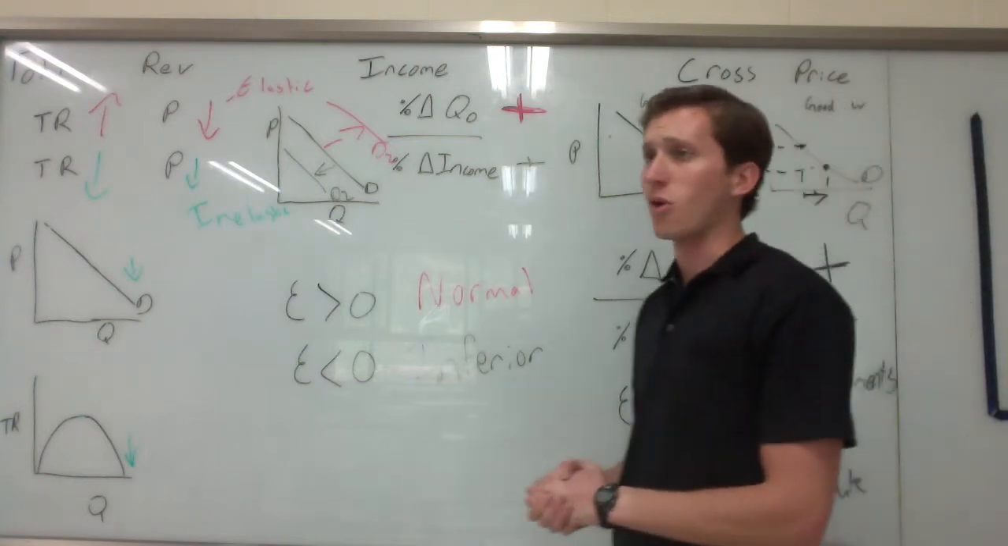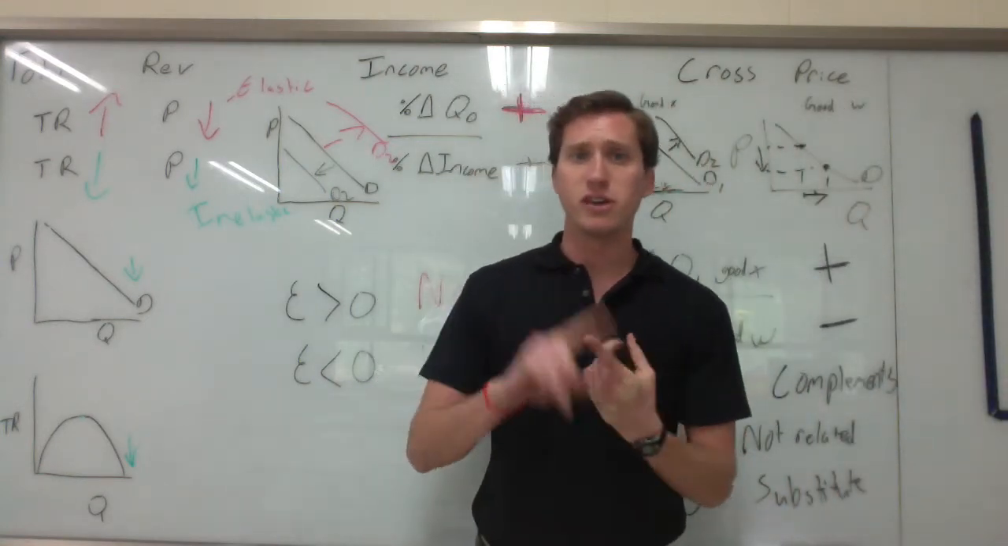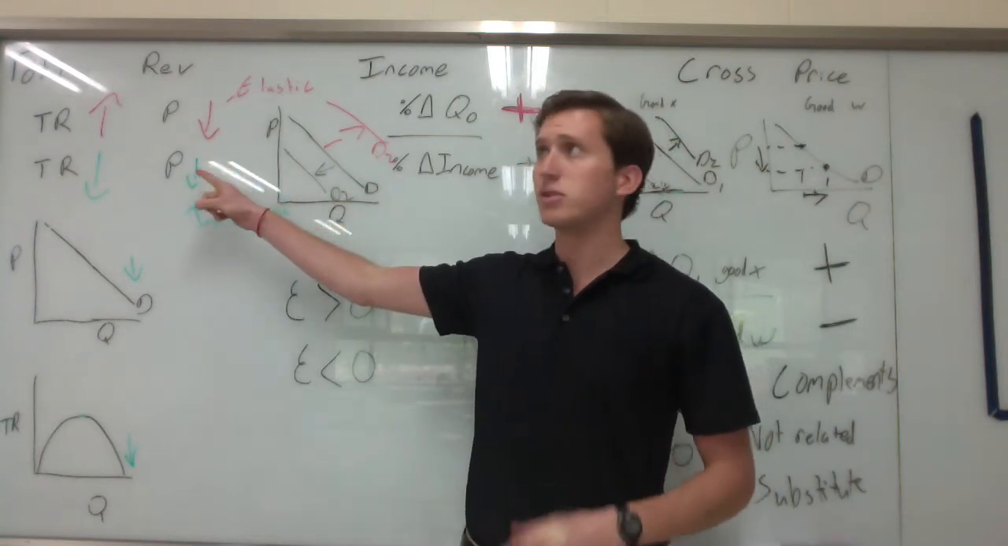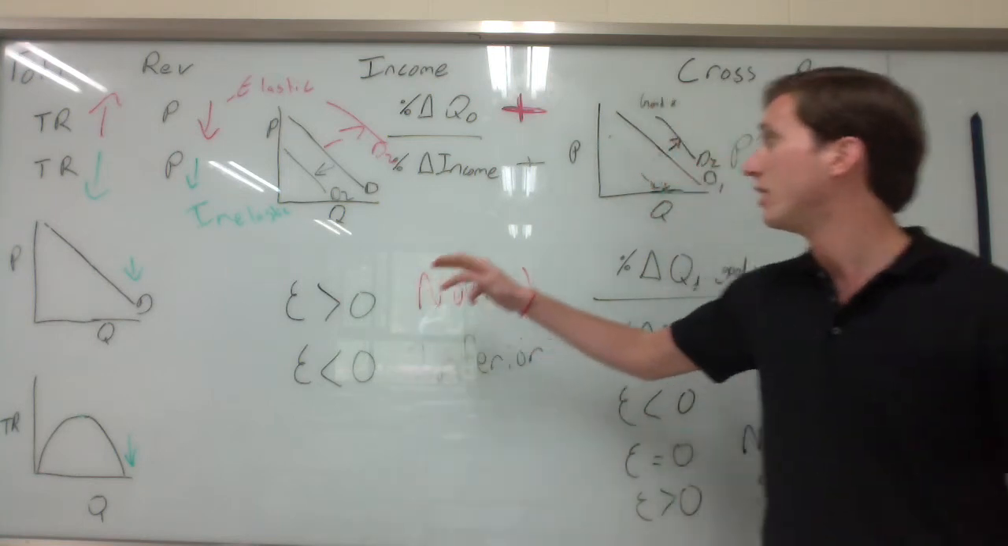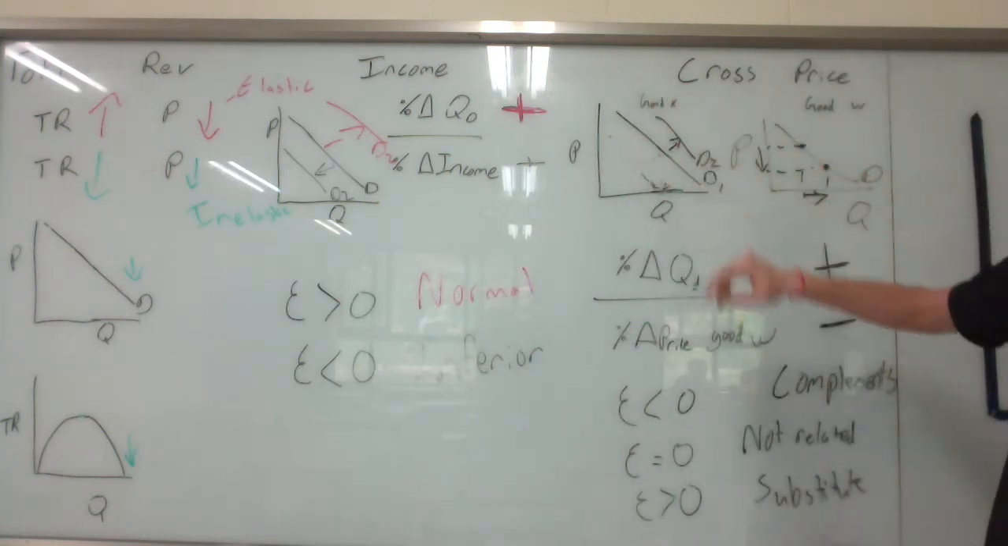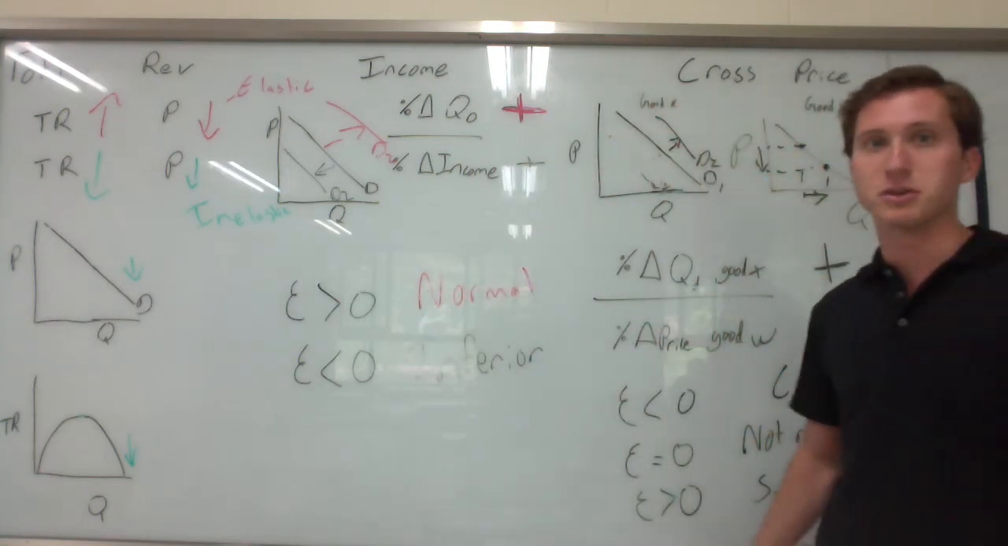All right, so that is it for other elasticities. You know the equation for elasticity, the total revenue test, income elasticity for normal or inferior good, and then cross-price elasticity, to determine if it's a complementary or substitute good.